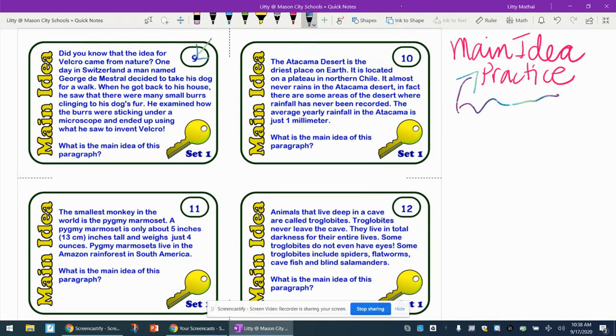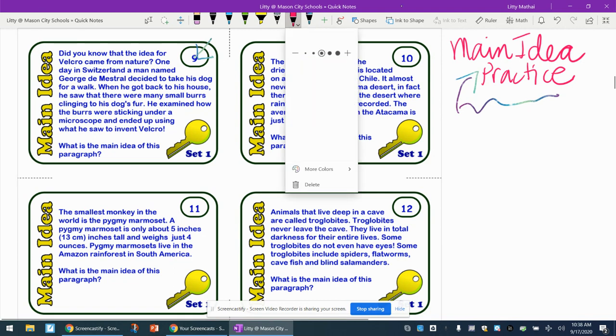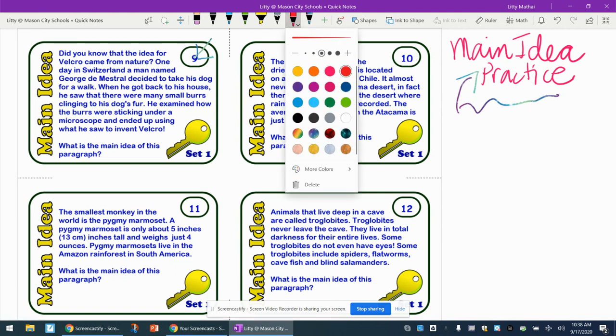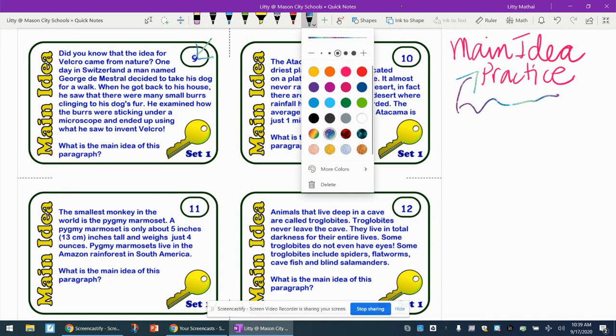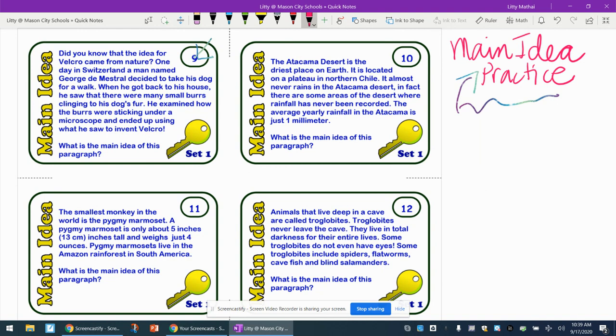This one right here. Sorry, I keep trying to change my pen color. Okay, so here we go. Let's do this tool right here. I'll do that one. Okay, so here's the first task card, and I'm going to read it and then model for you what I'm looking for.